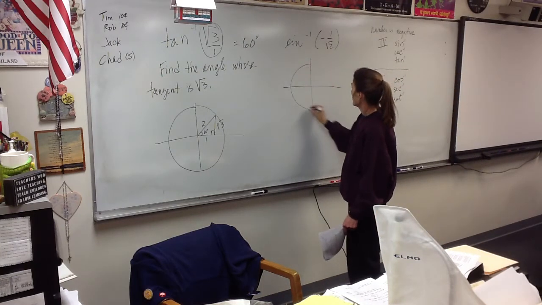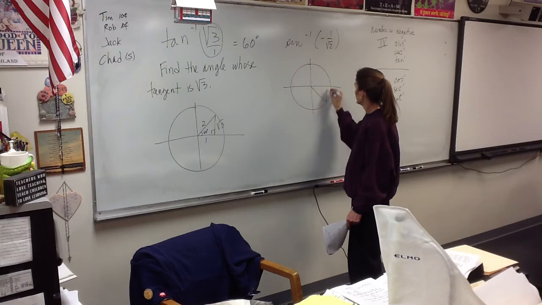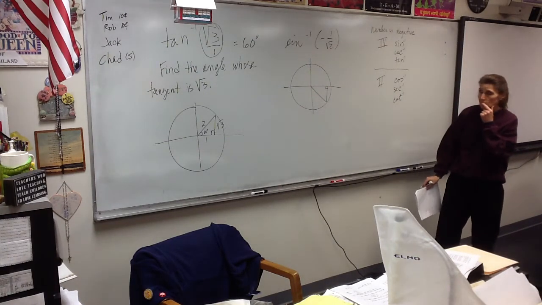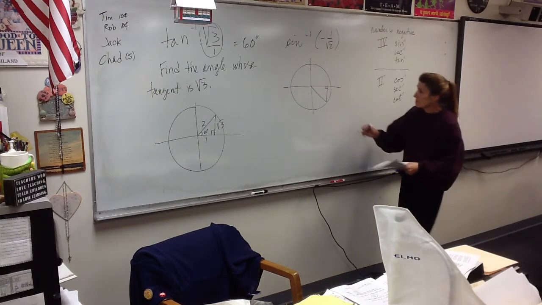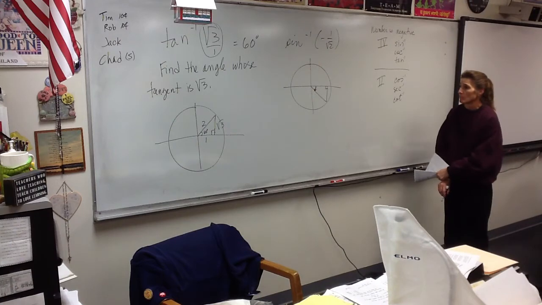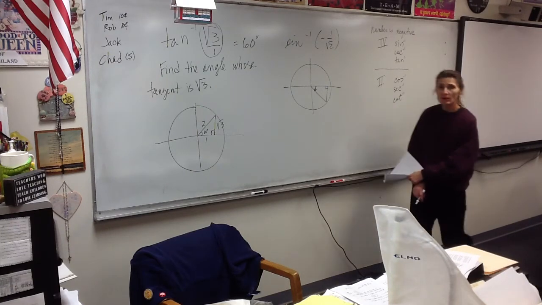So I will draw my butterfly bow tie in quadrant 4. Now this is the angle I'm looking for. Notice it's going down. It will be a negative angle. Let's see if we can figure out how big it is.